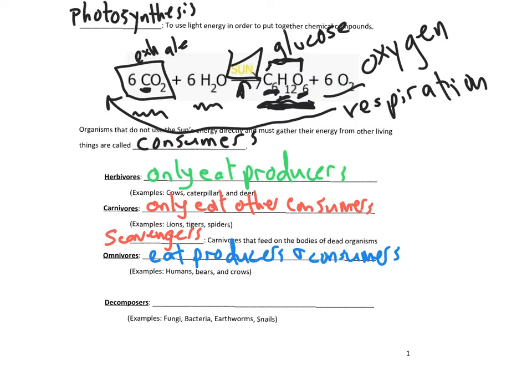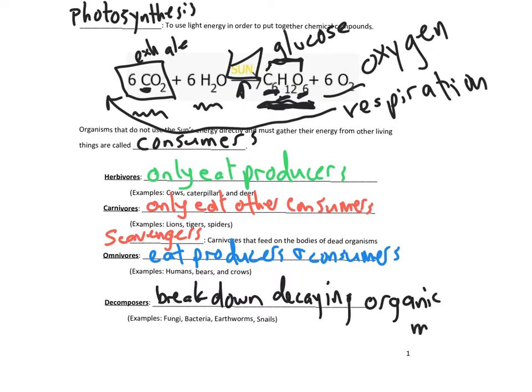And then we have a strange category of organisms that would be considered consumers called decomposers. Okay, and decomposers break down decaying organic matter. And organic is just a big fancy word that means was once living or came from something living.